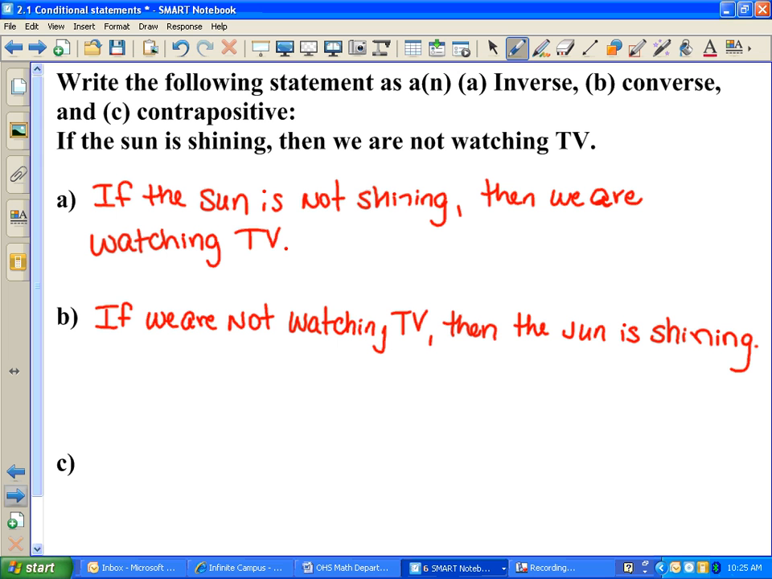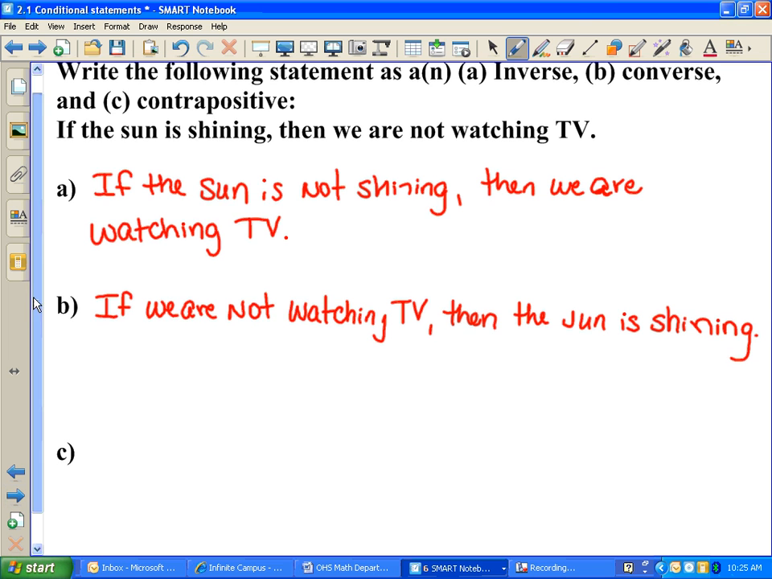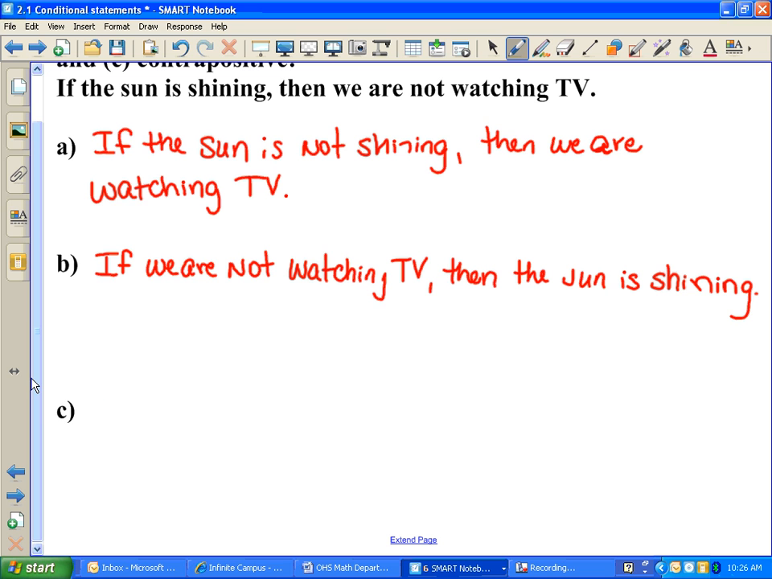Okay, and the contrapositive is taking the converse and negating it. So instead of if we are not watching TV, what are we doing? Okay. If we are watching TV, then the sun is not shining. Very good.